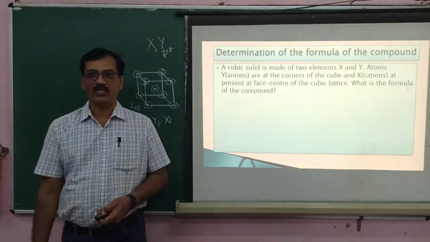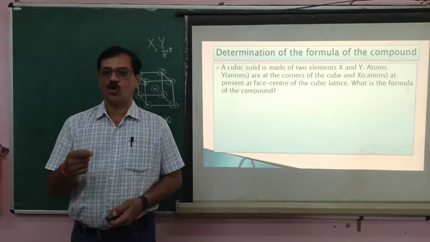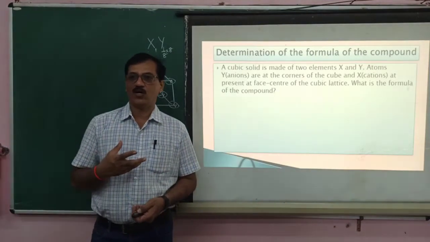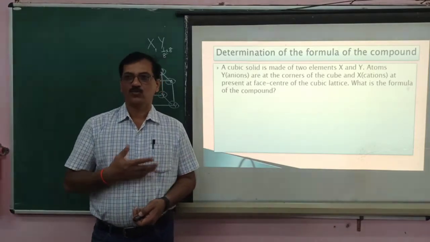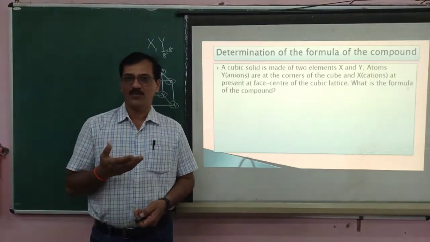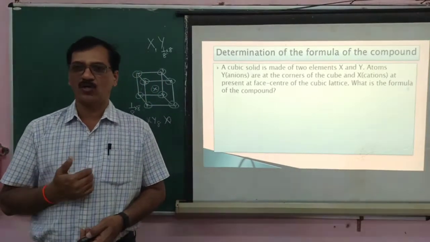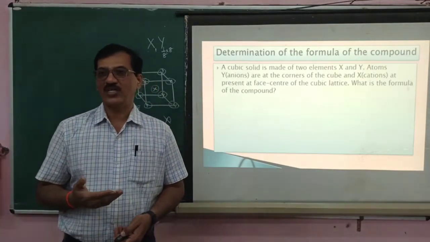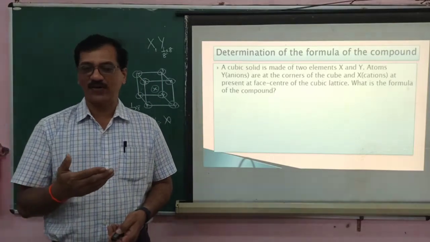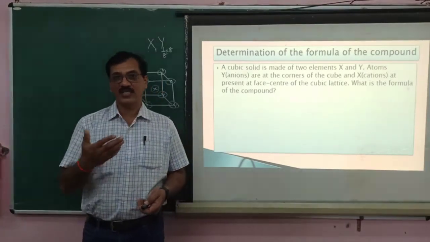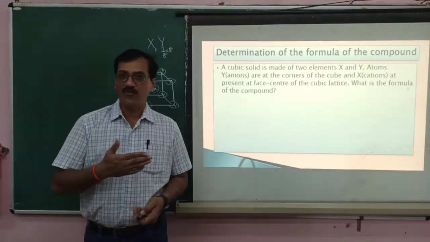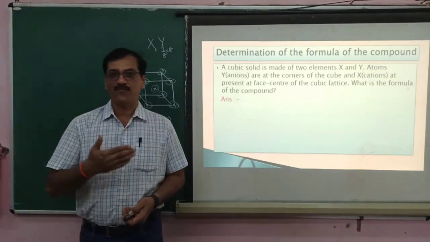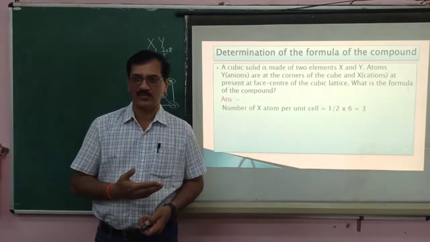So there are two elements. Anions are at the corners and cations are present at the face centers. So the one at the corner, 1/8 of 8 belongs to the unit cell, that is 1, and those at the face center, there are 6 faces, so half of each only belongs to the unit cell. Therefore, 1/2 of 6, that is 3, belongs to the unit cell.